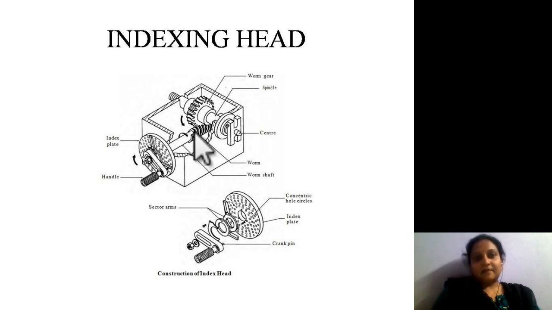This indexing plate is connected to a worm shaft, and this is the worm gear. Here you have a worm gear, and this is also a worm gear, and this is the spindle, and this is the center. So with rotation of this handle, the index plate will rotate. As a result, the worm shaft will rotate. As a result, this worm gear will rotate. When the worm gear is rotating, the center of this tool will also rotate. With every 40 rotations of this indexing plate, this center will make one rotation. This is because of this one thread.